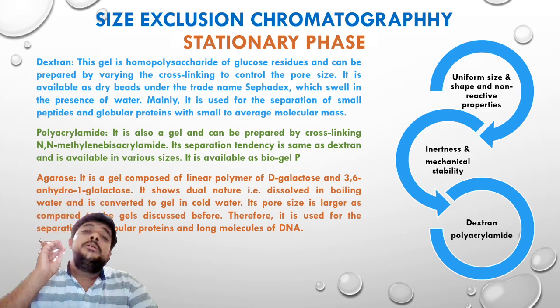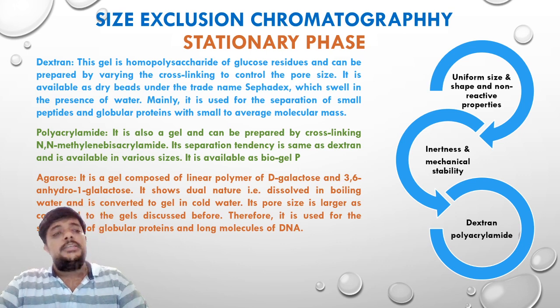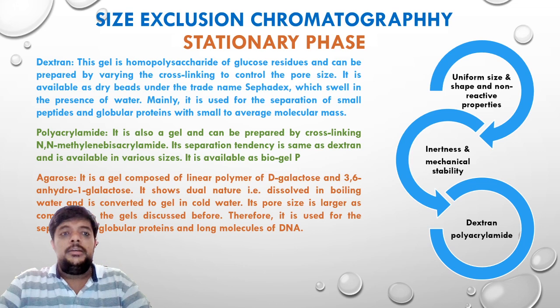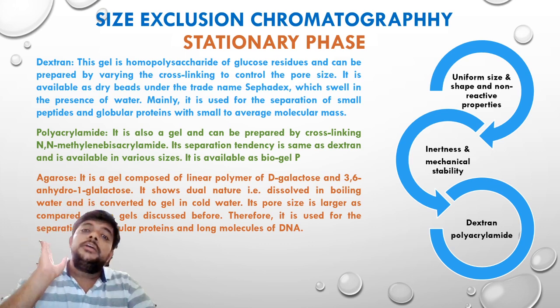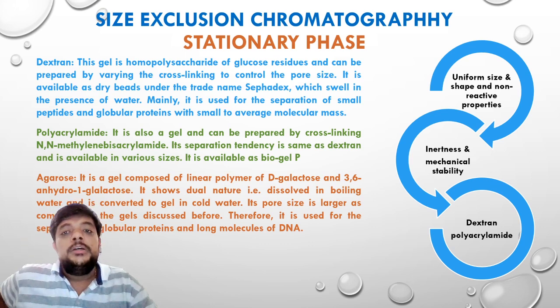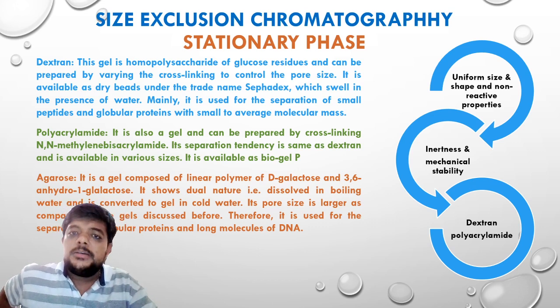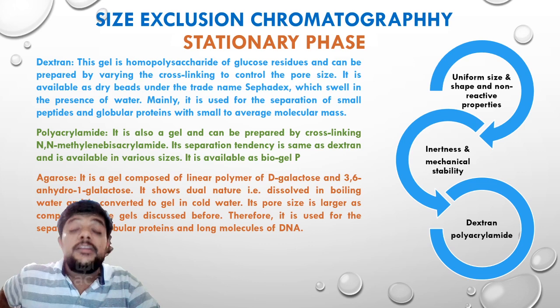Apart from this, dextran polyacrylamide, you have three different commercially available stationary phase: dextran alone, polyacrylamide alone and agarose. Number 1, dextran. This gel is homopolysaccharide of glucose and can be prepared by varying the cross-linking to control the pore size. It is available in dry beads, circular beads, under the trade name Sephadex, which swell in presence of water. So remember very well, Sephadex, fundamentally dextran, a homopolysaccharide of glucose, swells in presence of water, so it is hydrophilic.